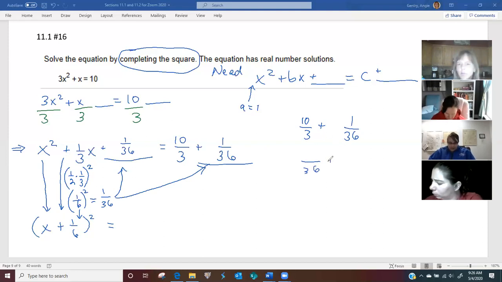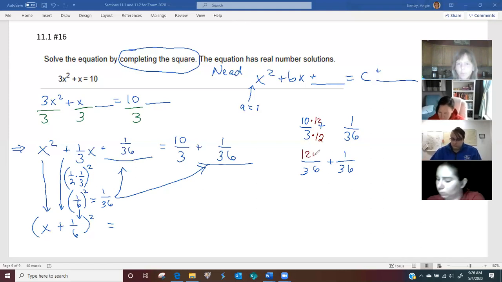Over 36, over 36. If you don't have a calculator, or if you have a calculator like Kendra's and mine, you do this stuff and it does it for you. There's nothing wrong with that as long as you know how to operate it. You're allowed a calculator. You're just not allowed for the stuff to do all your work for you. We want you to be able to think. 3 times 12 is 36. 10 times 12 is 120. Yes? So you get 121 over 36 so far.